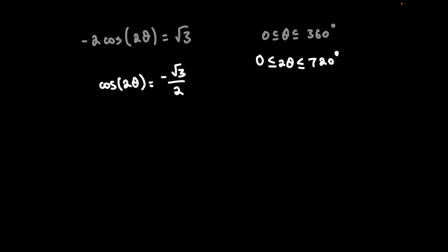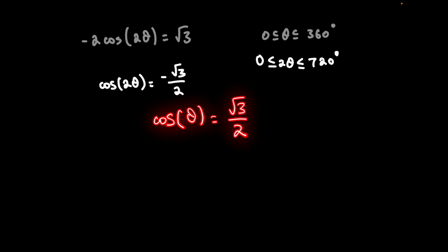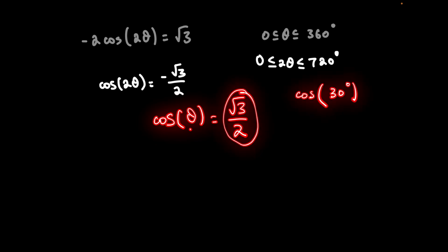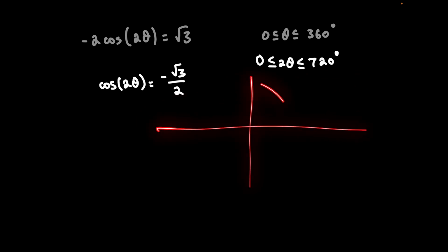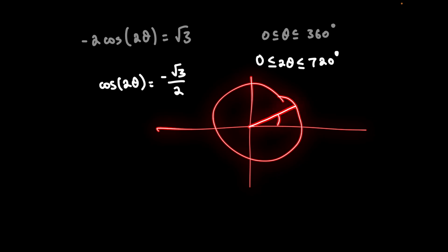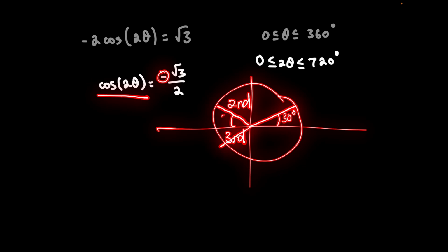And what angle in the first quadrant makes cos of that angle equal to square root 3 over 2? If you've memorized your exact values, you should know that the cosine of 30 degrees equals square root of 3 over 2. So our first solution in the first quadrant will be 30 degrees. But we want to solve for when cos is negative. We know that cosine is negative in both the second quadrant as well as the third quadrant. So now we have a reference angle in both these quadrants of 30 degrees.